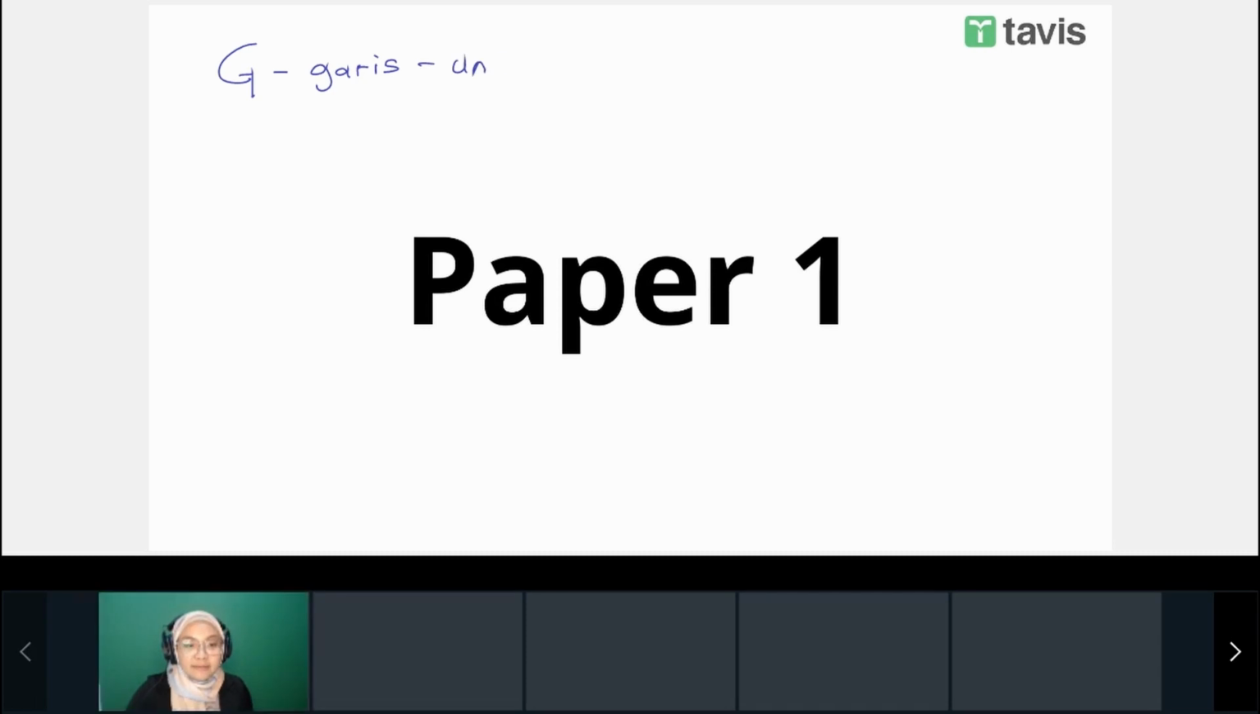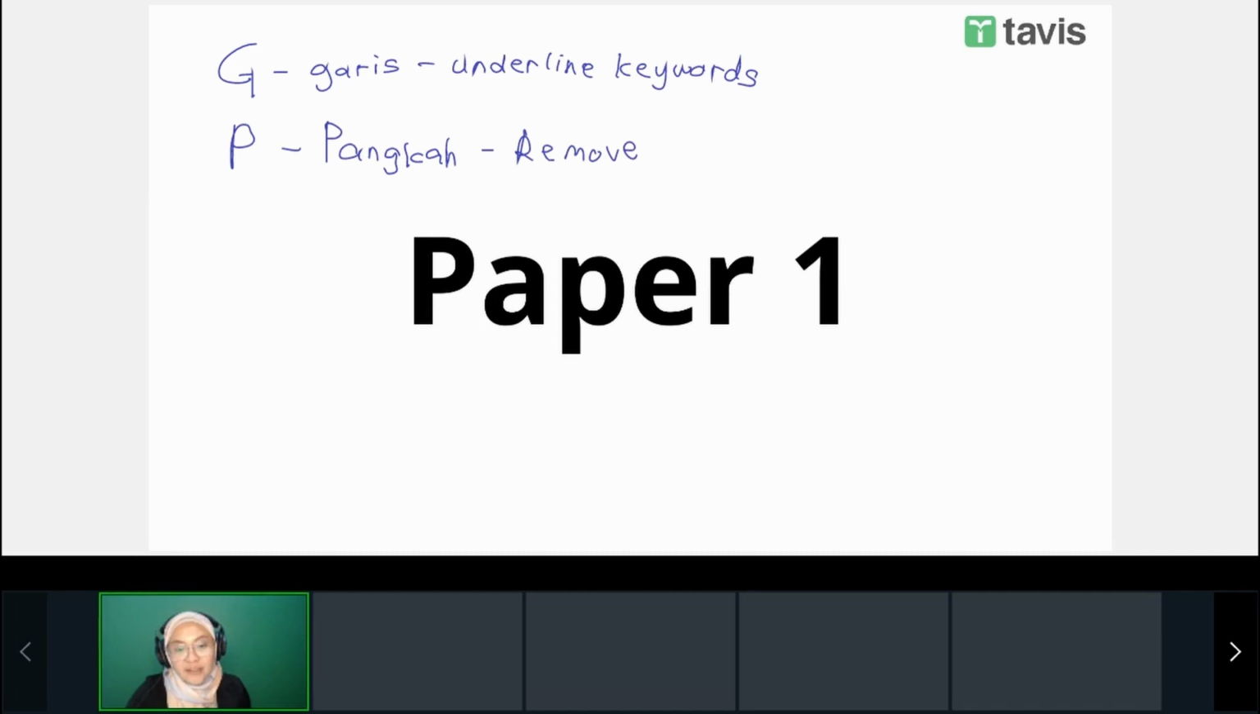Please underline your keywords. Every question has a keyword. So please do underline your keywords. The second one, P, stands for pangkah. Remove. You have to remove any answer that you are really confident is the incorrect one. Please remove it so that you won't be confused by it at the end. Okay, and the third one, the last one, selesai. Don't forget to move your answer into the OMR paper.